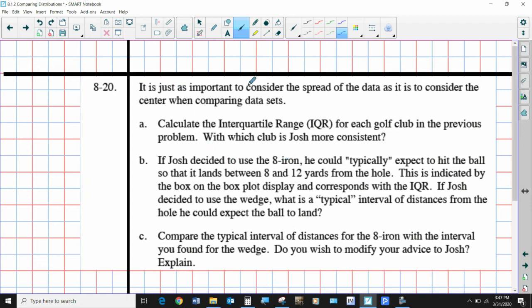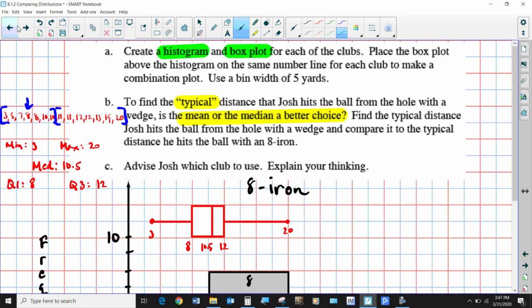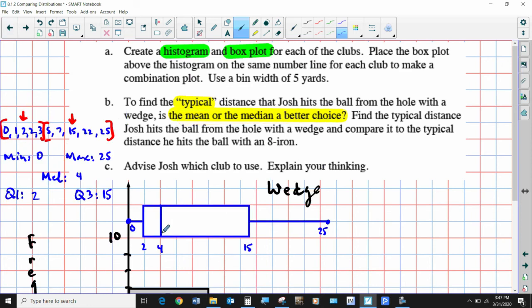It's as important to consider the spread of the data as it is to consider the center when comparing the data sets. You'll notice the center here, his average shot with the 8-iron was 10.5 yards from the hole, where with the wedge his average shot was 4 yards from the hole. So I think if you were going to give advice to Josh, wouldn't you think using the wedge would be better? I would think so. But now let's look at it a slightly different way.